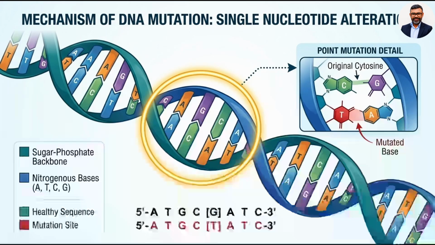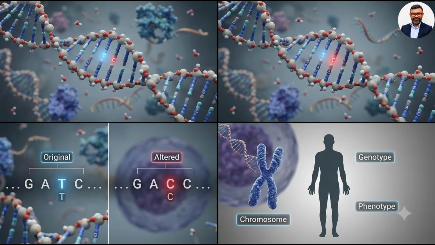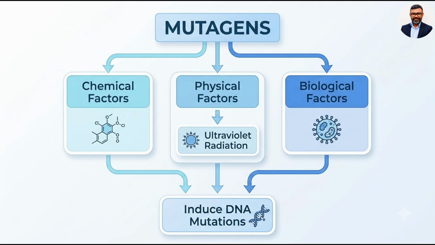A mutation is a phenomenon in which the DNA sequence undergoes an alteration. This alteration can produce changes in the genotype and, consequently, in the phenotype. Remember that, along with recombination, mutation is also an important source of variation in DNA. Now the question is, how do mutations occur?